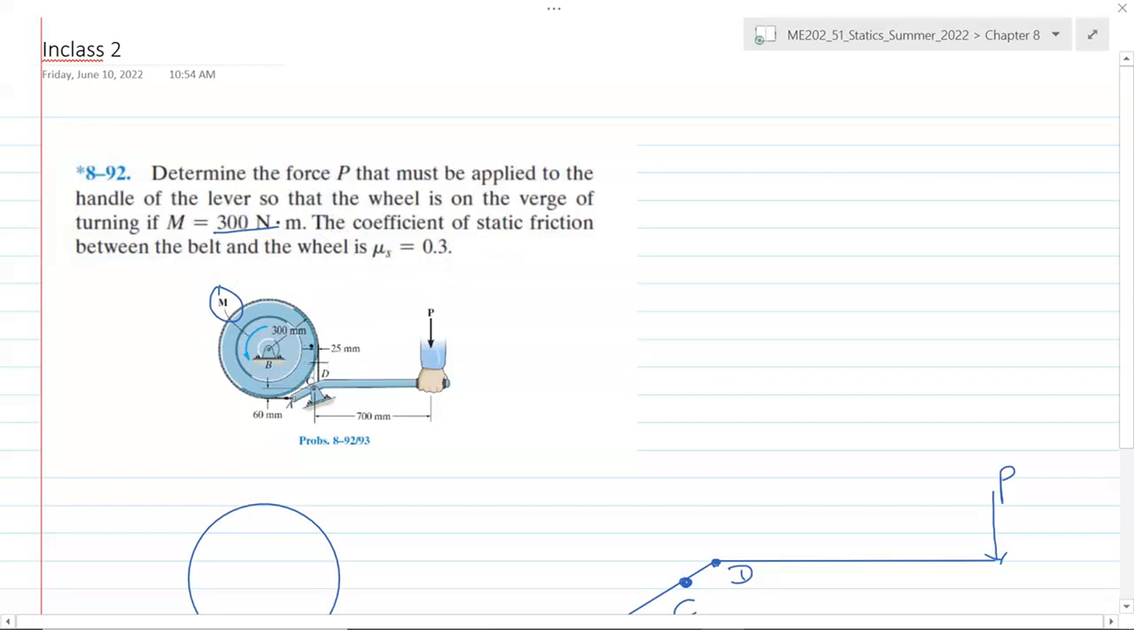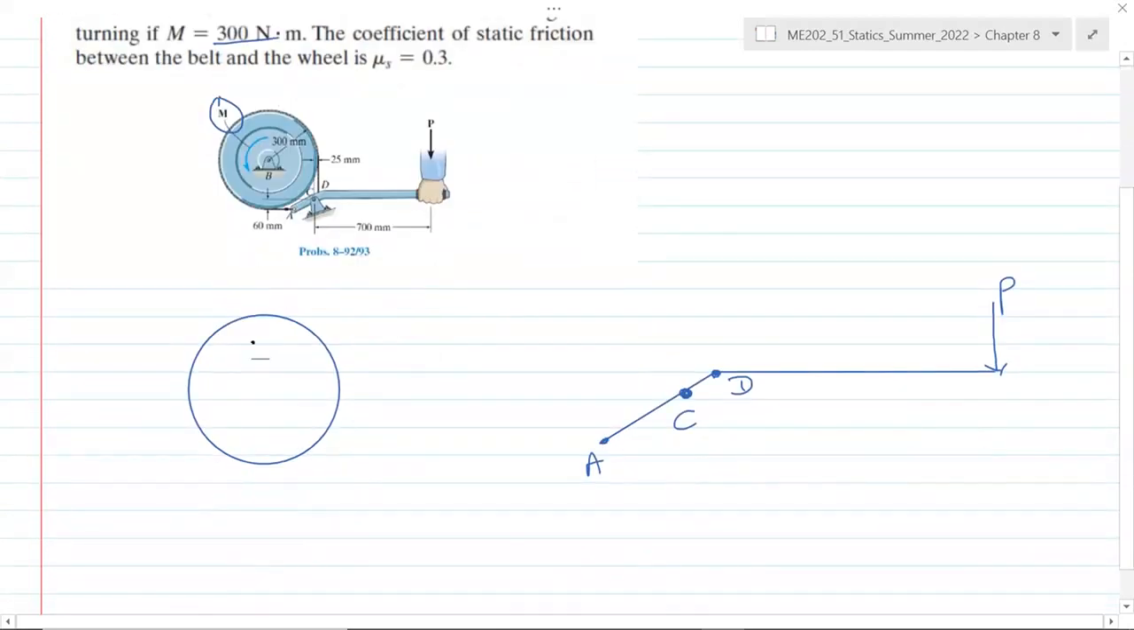So this problem is also similar to the problem of in class exercise 1, but now we have the addition of a belt into this problem. So we need to apply the concept of friction in the flat belt. Similar to the previous problem, there are two parts or two physical objects here, the rotating wheel and the lever. So first let's draw the free body diagram for the wheel.